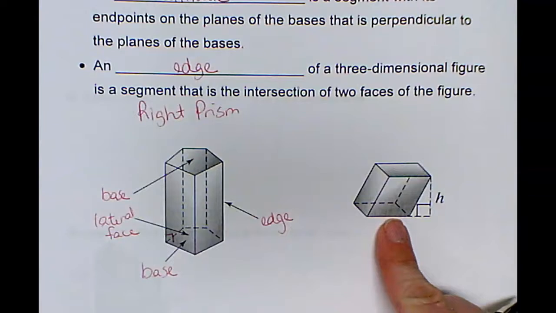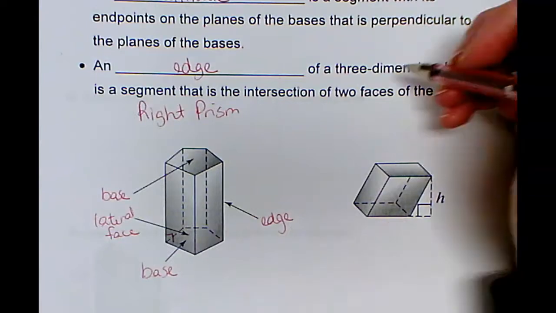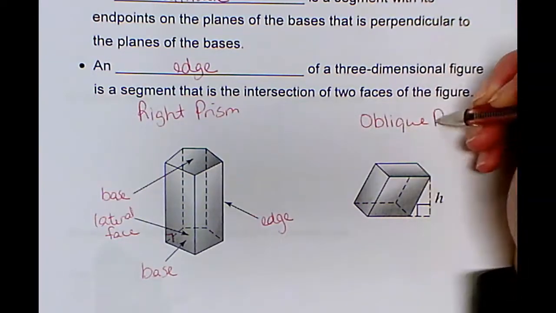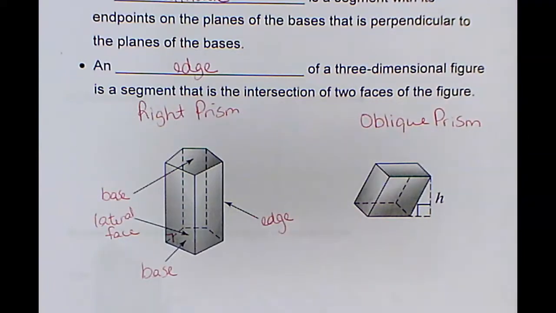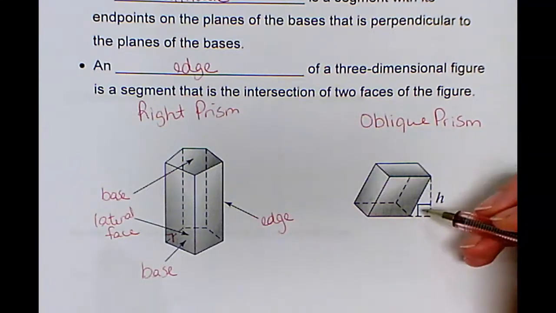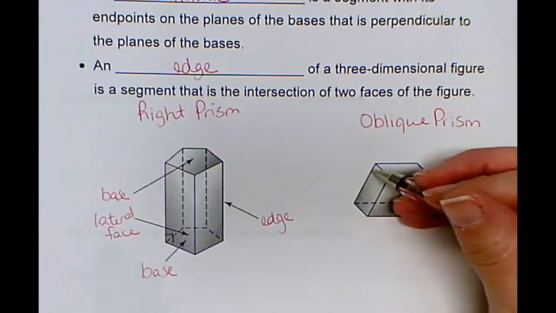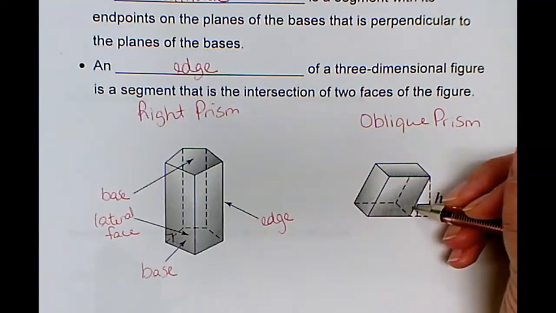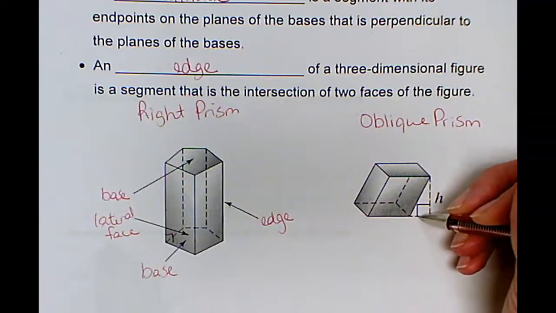Now over here we have an example of a different kind of prism. This is called an oblique prism. We say this is an oblique prism and not a right prism because the edges that are coming off of the base are not at right angles to the base. So this is not a right angle. You kind of have to slide this out here to make the right angle.